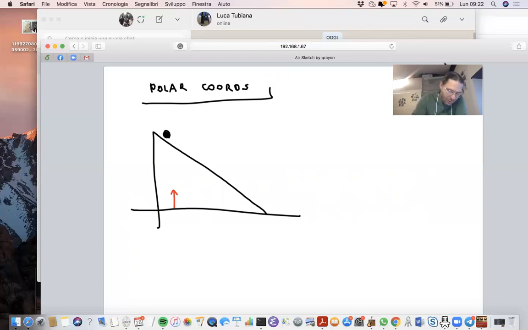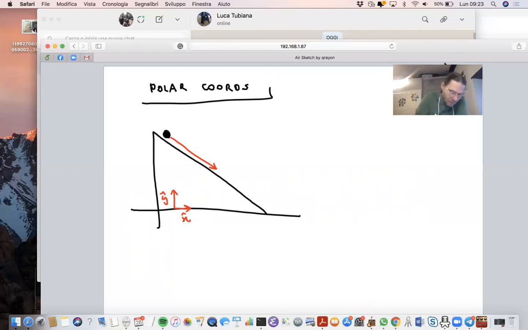For instance, if you choose to set the x-axis here and the y-axis this way, the trajectory is a non-trivial combination of two motions, one of the y component and one of the x component, right? So you have to solve two non-trivial equations and combine them together to discover that a particle is moving along a straight line in this direction.